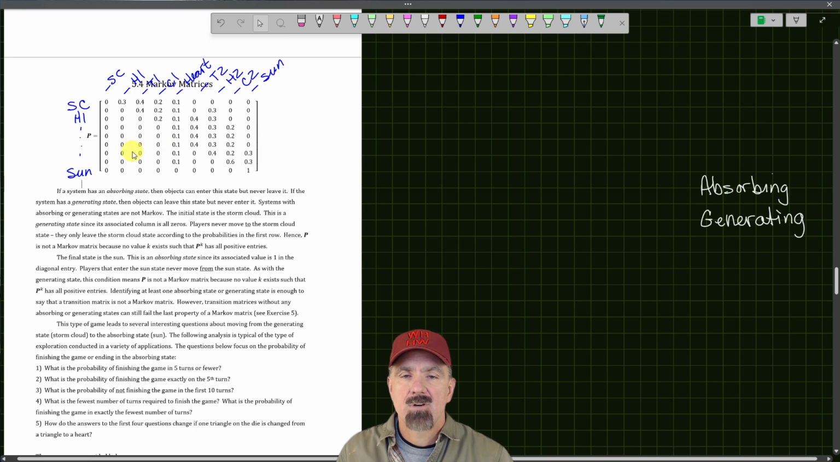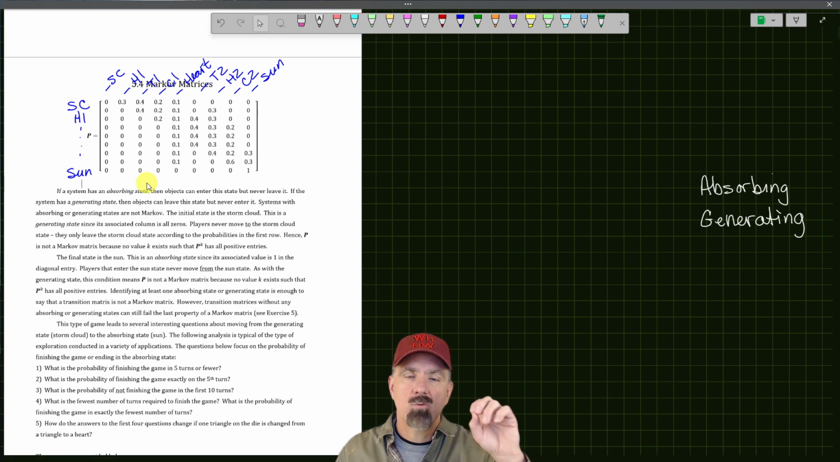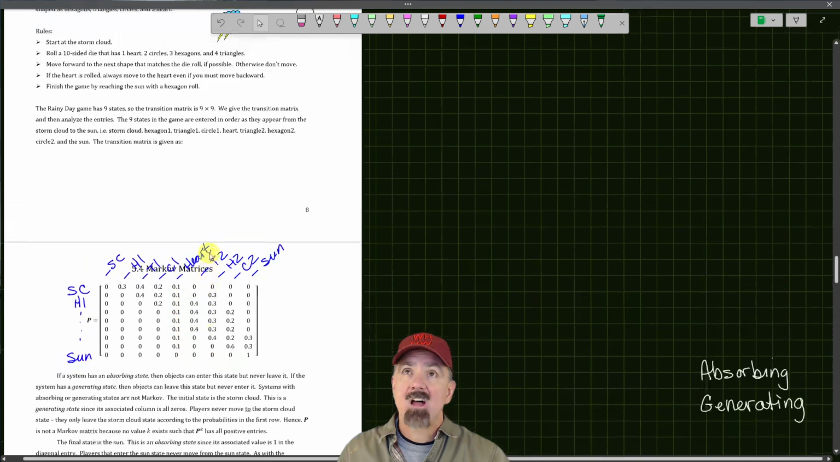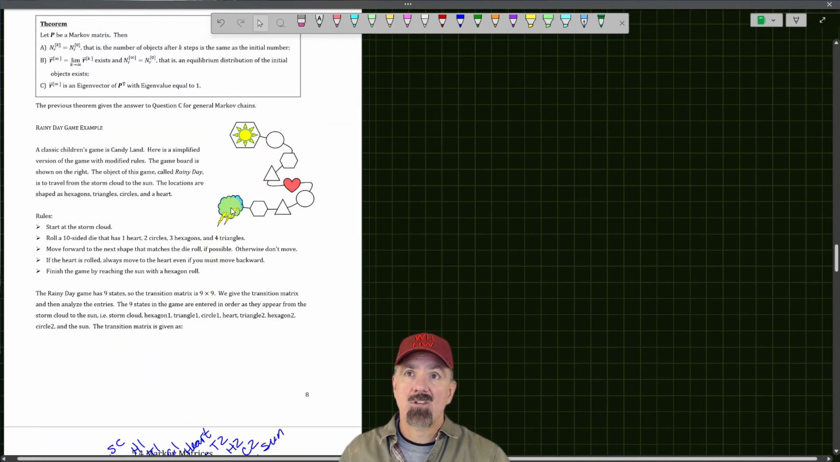This is a transition matrix and not a Markov matrix. And the reason it's not a Markov matrix is because it has a situation where we don't satisfy that third condition. I can't get from any state to any state. And we can tell that just by looking at the system. Once we leave the storm cloud, it's not represented on the die. We can never go back to the storm cloud. So there's no way to get from the heart to the storm cloud. Similarly, there's no way to get from the sun anywhere else, because once we reach the sun, the game is over.